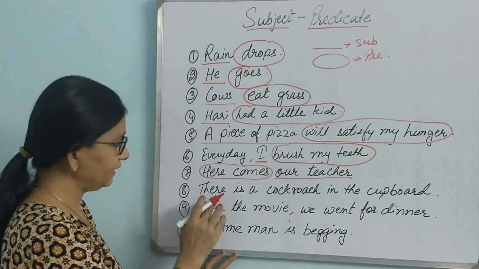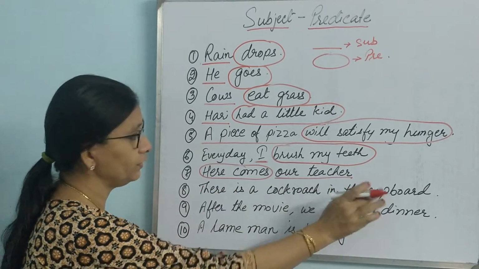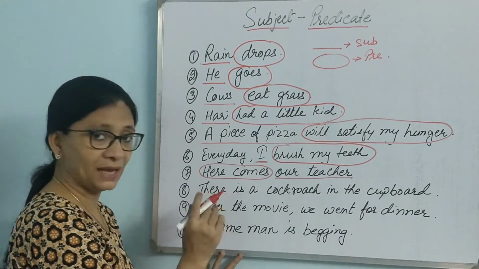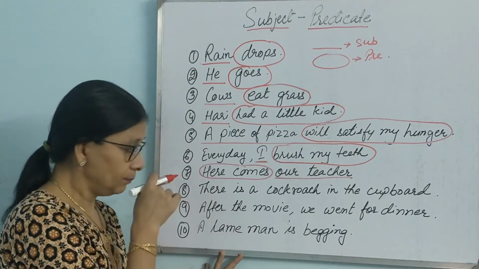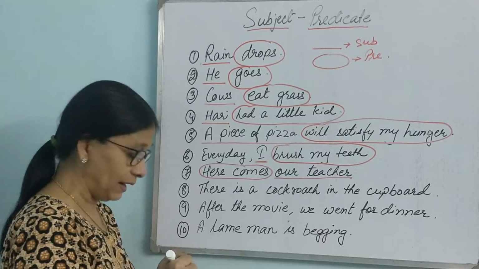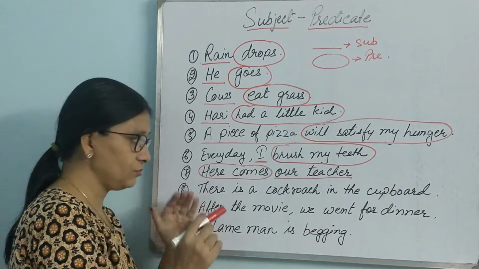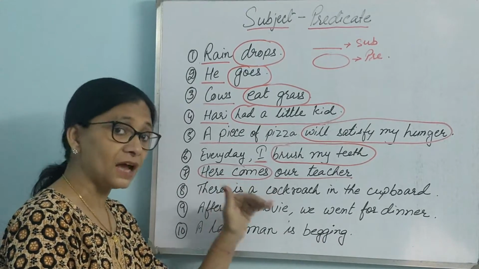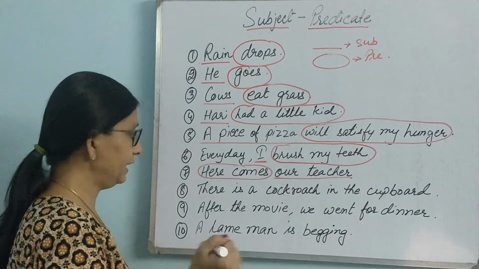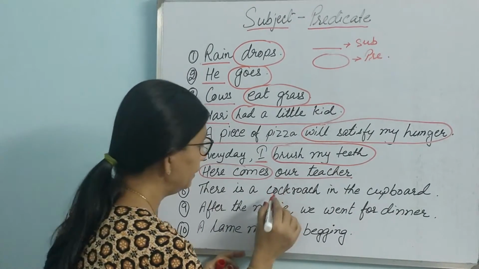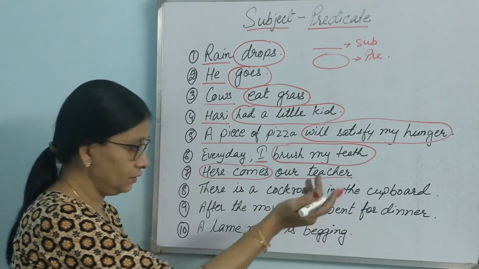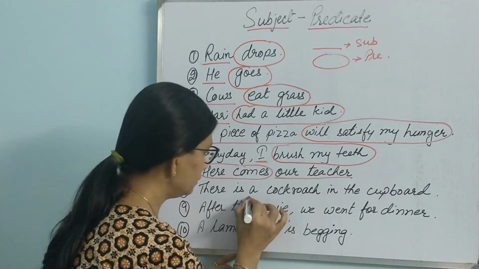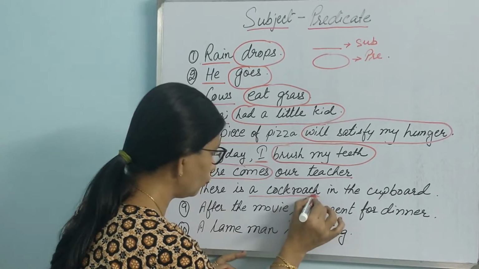Now let us see the next sentence. There is a cockroach in the cupboard. Now with there, sometimes there can be a confusion. There are many sentences which begin with there. But keep in mind that there is just signaling towards the noun. So there is a cockroach in the cupboard. It could have been a cockroach is there in the cupboard. That is entirely correct.